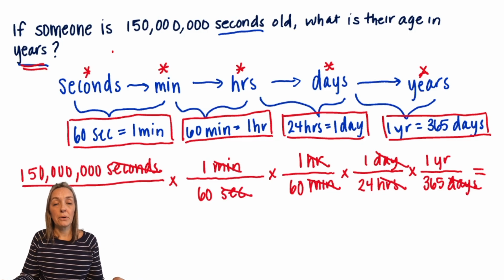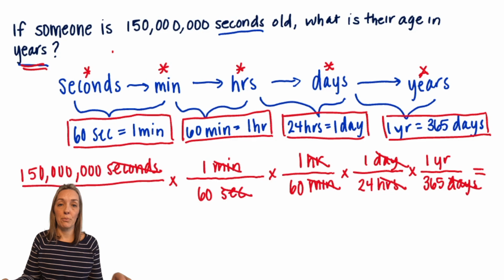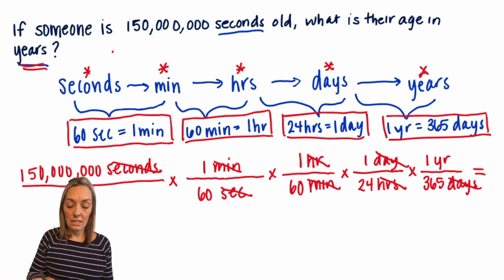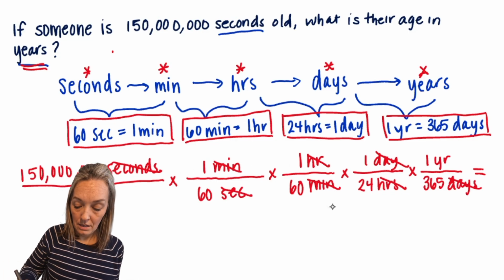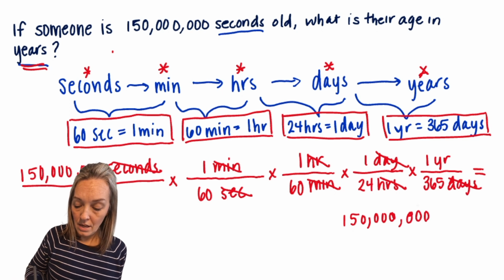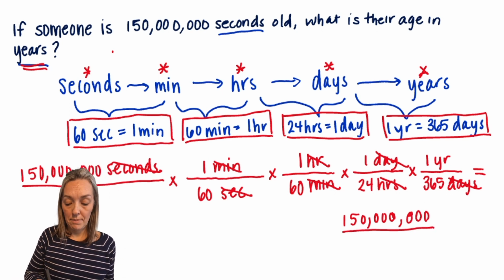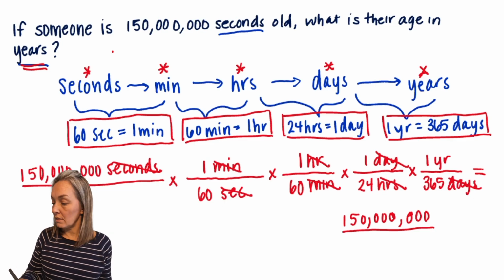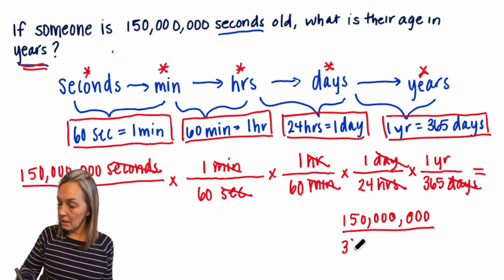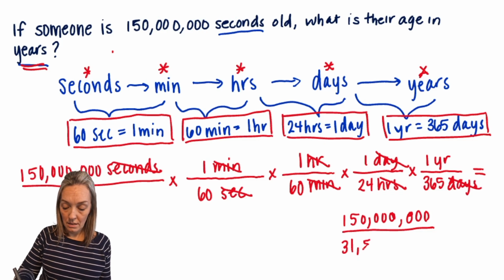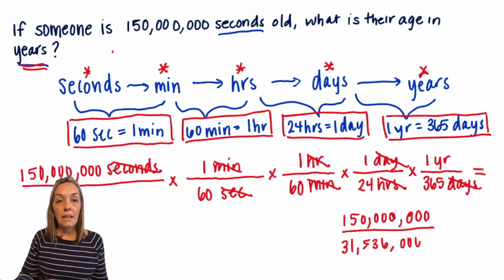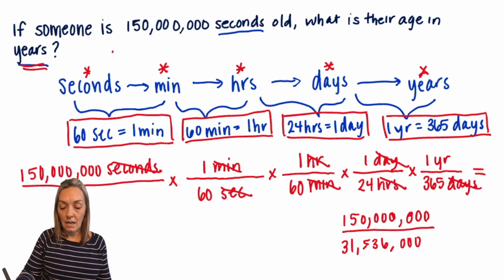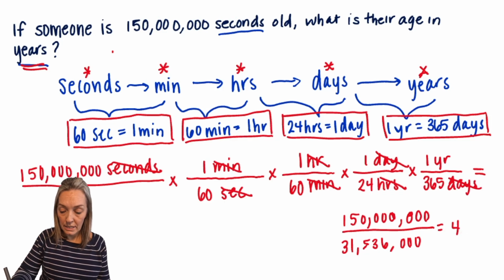Now, there's a bunch of correct ways to put it into your calculator, but if you know that you are not great with parenthesis usage, I would highly suggest that you multiply all the way across the top, which ends up being 150 million times 1 times 1 times 1 times 1, so 150 million. And then on the bottom, I'm going to multiply across the bottom. I'm going to take 60 times 60 times 24 times 365. And when I do that, I get 31,536,000. Now that I have the top and the bottom reduced, I'm simply going to divide the top by the bottom. And when I do that, I end up with 4.8.